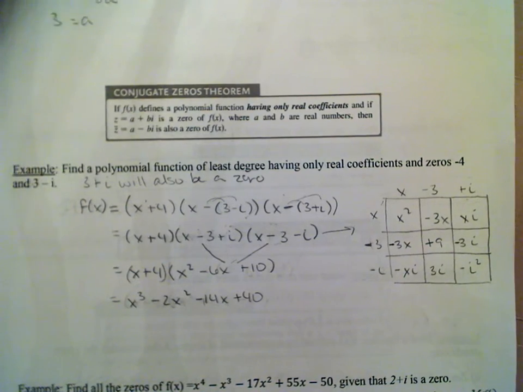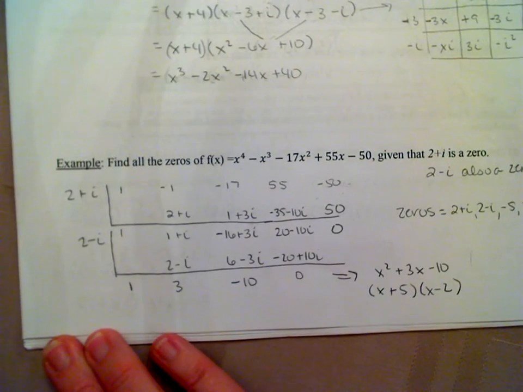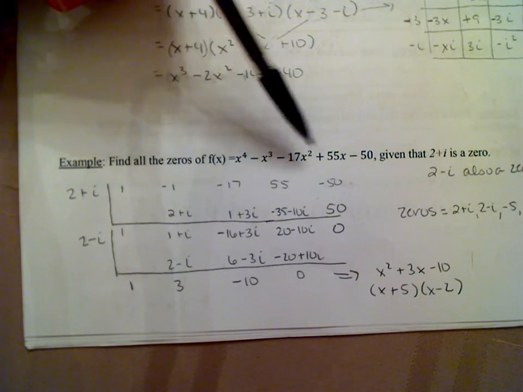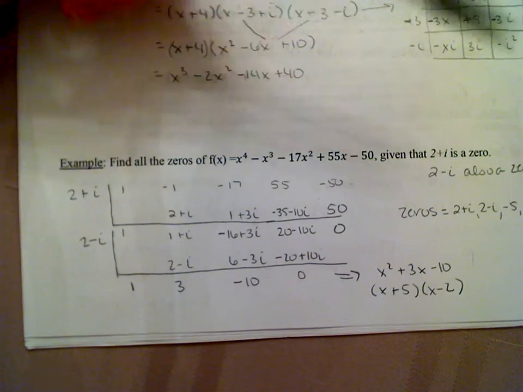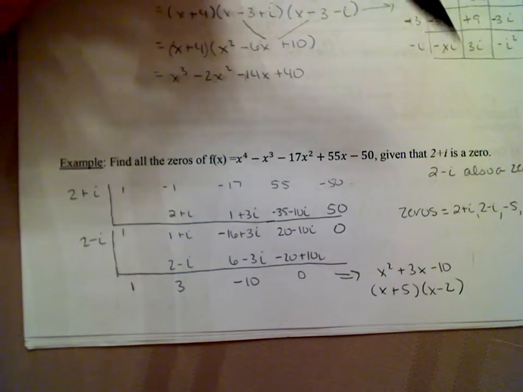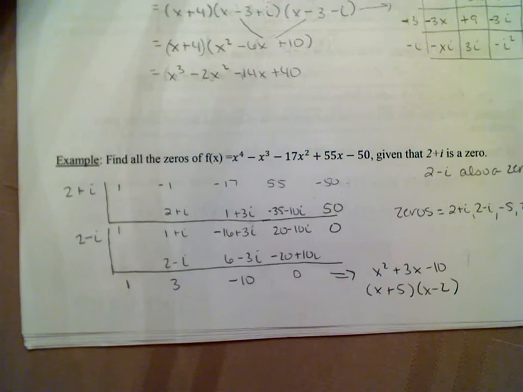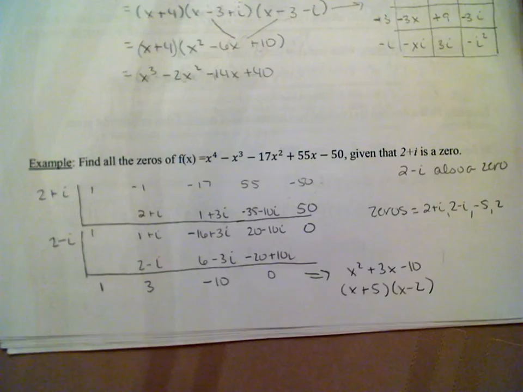One last example that I wanted to look at is how you can do synthetic division with complex numbers. So if we look at this example, it says find all the zeros of this function given that you know 2 plus i is a zero. Well, according to the conjugate zeros theorem, that means that we also know that 2 minus i is going to be a zero. That gives you something to start the synthetic division with.